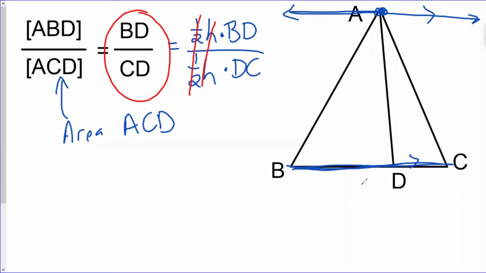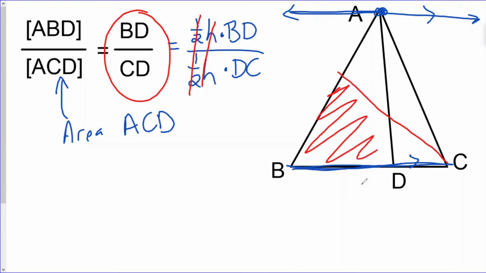We can use that ratio of side lengths to help us figure out other areas if we were to split this triangle even further, right? Maybe we draw a line here and now we're trying to figure out the area of this quadrilateral. There's a lot of things we could do with it. So let's see how we could apply this.